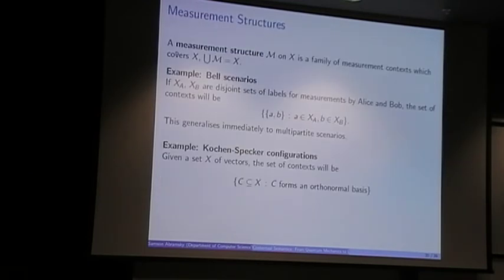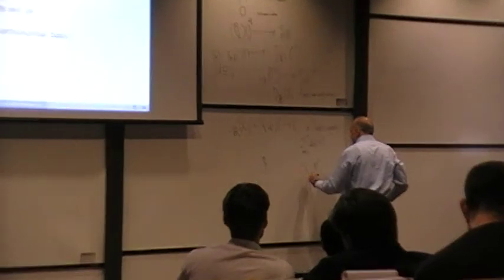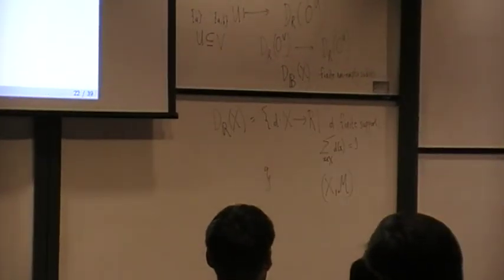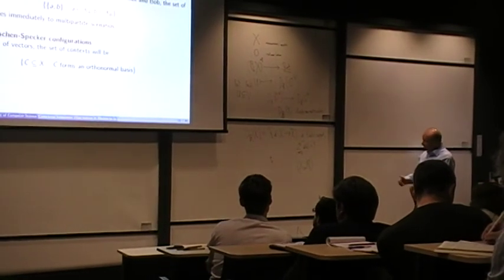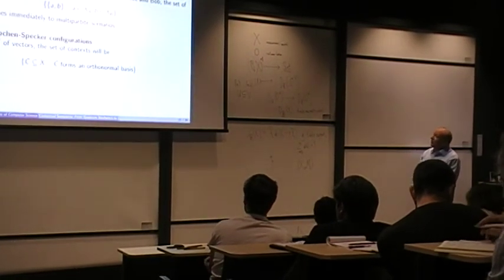Well, firstly, what is this thing? We don't call it here a measurement structure. It's just a family of subsets which covers the whole set of measurements. So actually, in purely formal terms, this is just a hypergraph. A hypergraph on X. It's a family of subsets of X. And we're not placing any particular restrictions on this, and that gives us some useful generality.